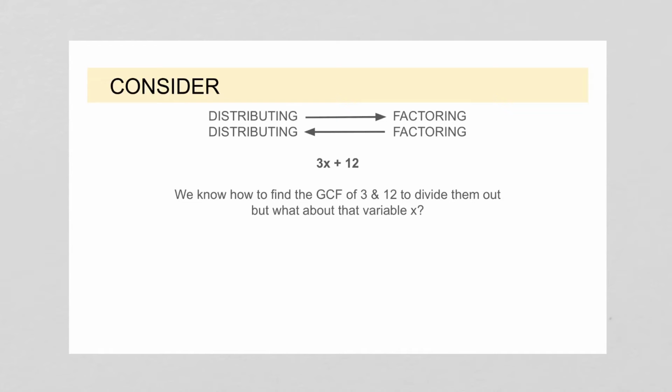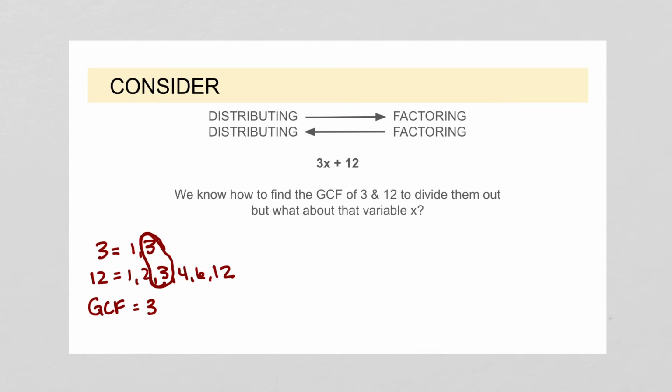Well, let's think about this. First, let's find the GCF of 3 and 12. Let's ignore the x first. With 3, I've got 1 and 3. Those are it. With 12, I've got 1, 2, 3, 4, 6, and 12. Those are all the things that go in there. And I can see right here, they both have 3. So I'm going to say that my GCF is 3.